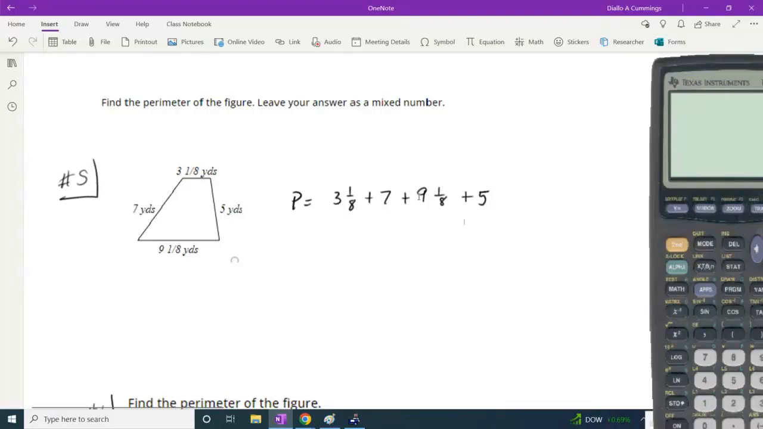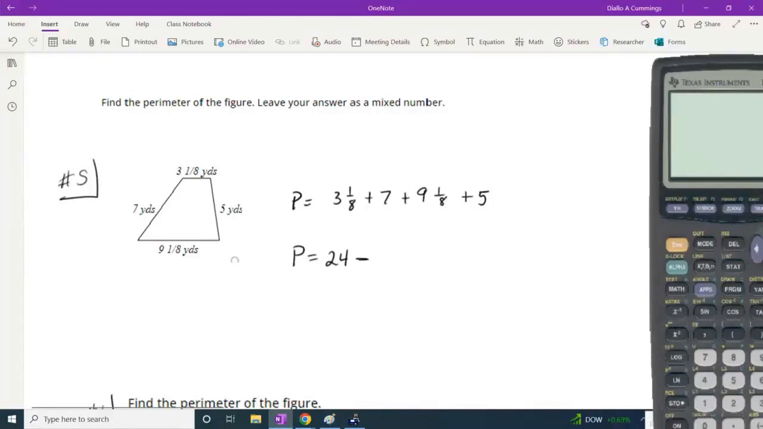And then 19 plus 5 would be 24, right? So I just added up all of my whole numbers. And then I'm going to add my fractions. So remember, in order to add fractions, you must have a common denominator. Right? So notice I do have a common denominator of 8.